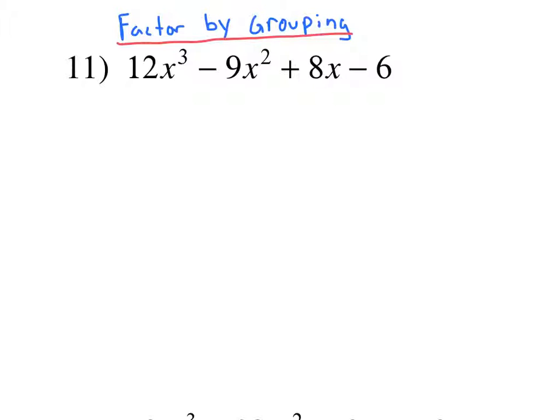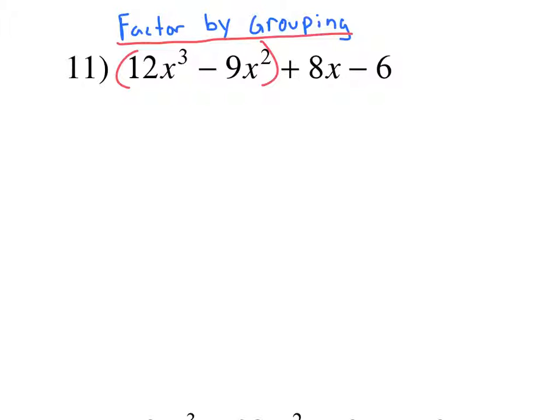Okay? And what you want to do first is you want to pay attention, is it written in the proper order? Descending order for your variables. Let's see, x cubed, x squared, x, constant. Yep, we're good. So next, for grouping, we literally take the first two terms and put parentheses around them. We group them together.